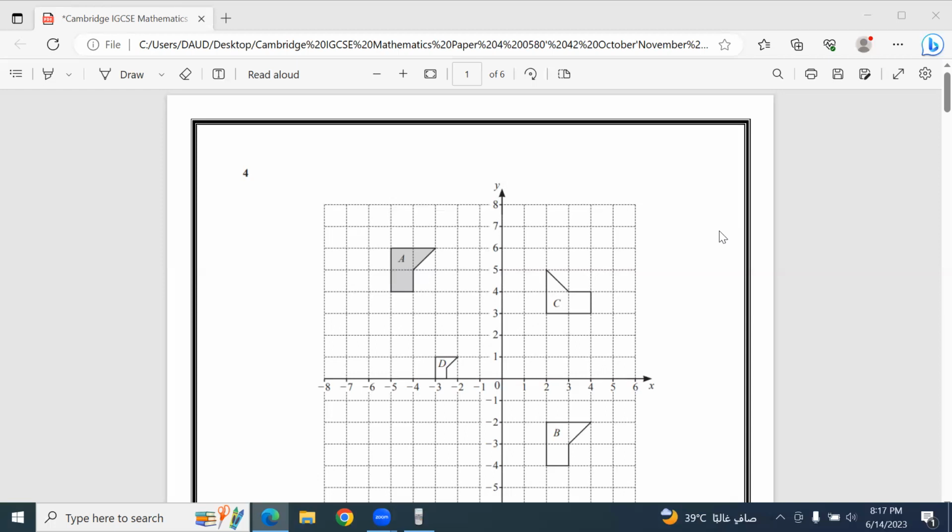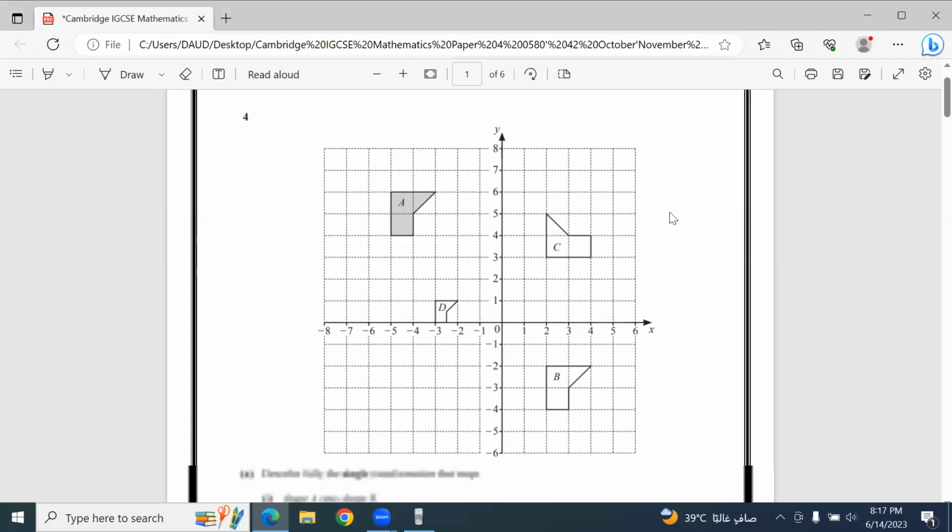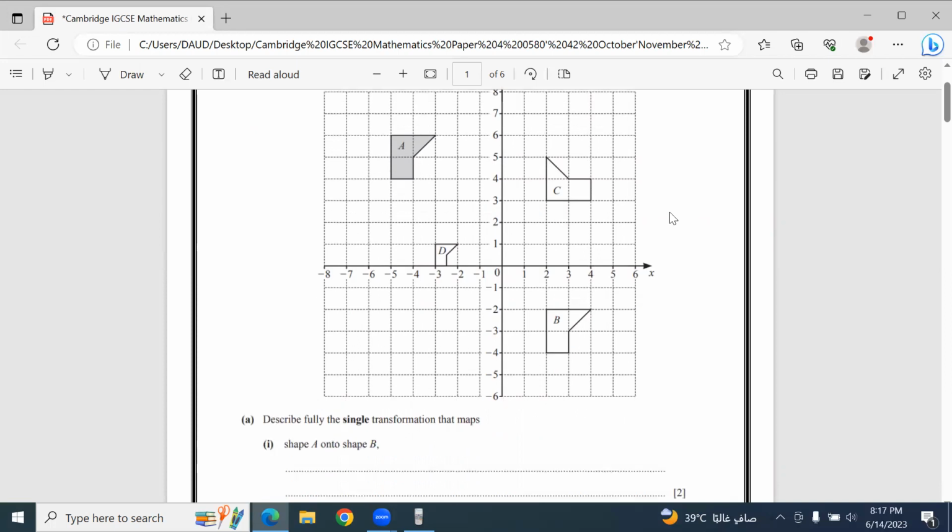As you can see, here we have shape A. We will check shape A to B, C, and D. What types of transformations are there? We have rotation, reflection, translation, and enlargement. All of these we will discuss here. First of all, they want us to describe the single transformation that maps shape A onto shape B.